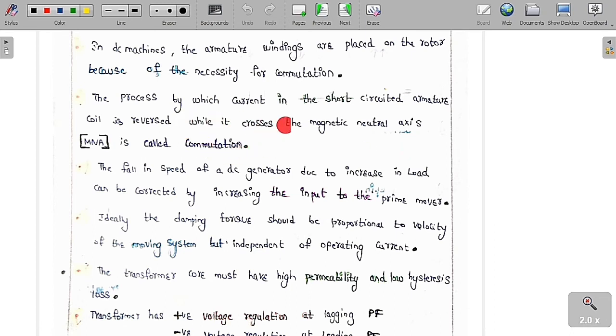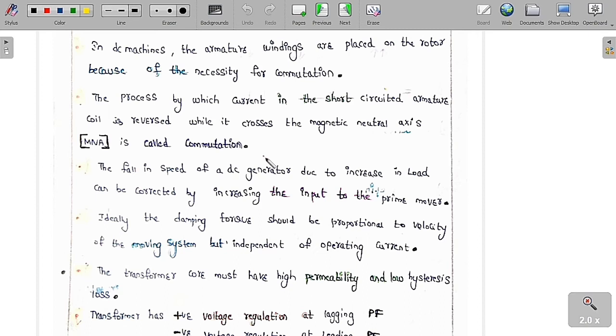The process by which the current in the short-circuited armature coil is reversed while it crosses the magnetic neutral axis is called commutation. I have already told you, whenever the brush is moving from one commutator segment to another commutator segment, that period is called the commutating time.